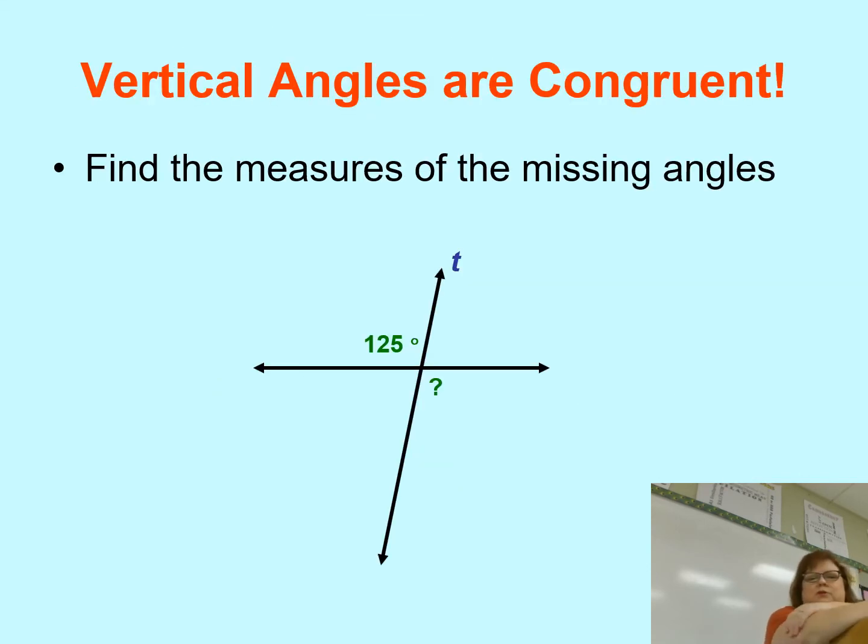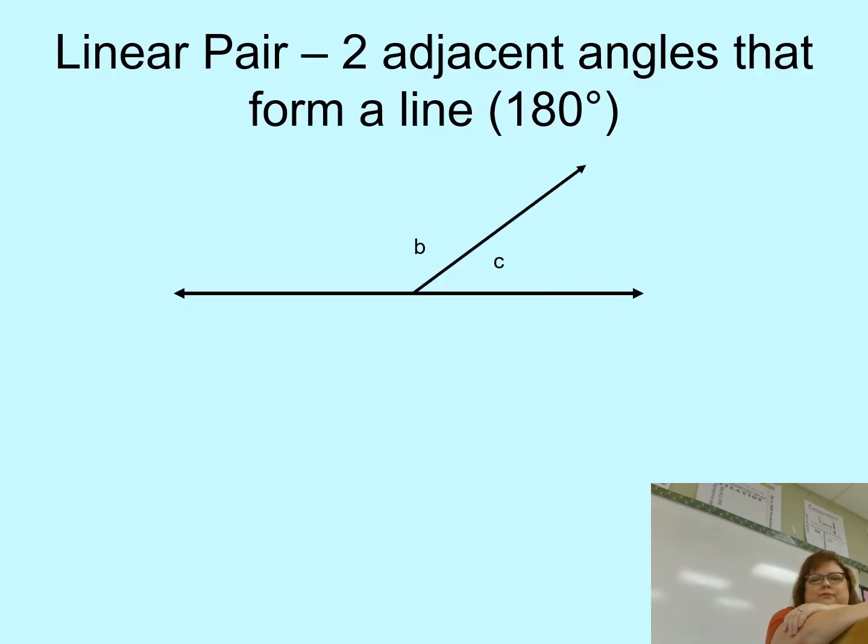They're like the freebies. So if you got 125 right here, what are you going to have right here? 125. Easy, easy. Okay, a linear pair. Now what's linear make you think? A line, right? And a pair is 2. When they say a linear pair, that means it's going to be just 2, but they are going to be sitting up against the line.